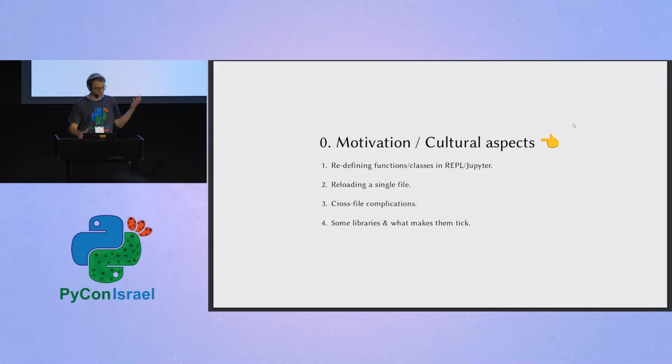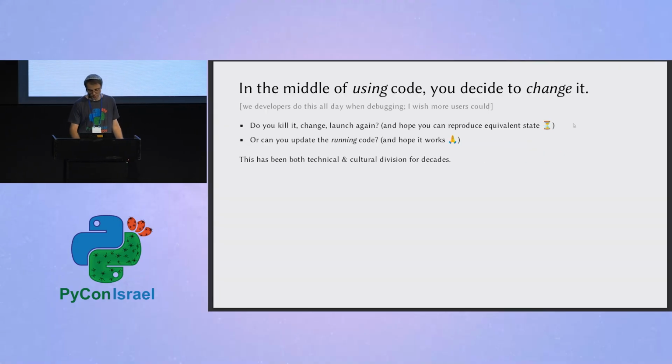So, start with motivation. Why do I care about this? A very common situation, at least for us developers, is that we are in the middle of using some code, and then we decide to change it because we want to debug it, or because we want to try implementing it differently. So we all know the kill, edit, and restart from zero cycle. Sometimes it's great, sometimes it's very tedious to reproduce the exact state you were in.